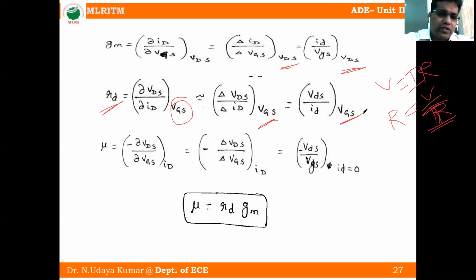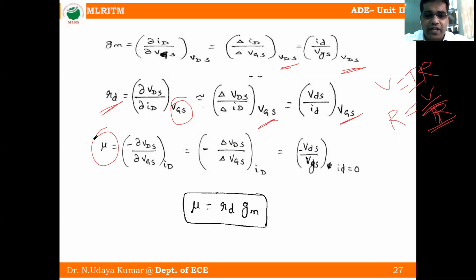We know what we mean by mu. Mu is nothing but the amplification factor, equal to dou VDS by dou VGS at a constant ID. Here the drain current is constant. We are varying VGS and noting down the corresponding VDS value. So it is the change in VDS by change in VGS at constant ID. For small signal, we write VDS by VGS at ID equal to 0 or some other value. Next time ID is equal to 1, next time ID is equal to 2, likewise.